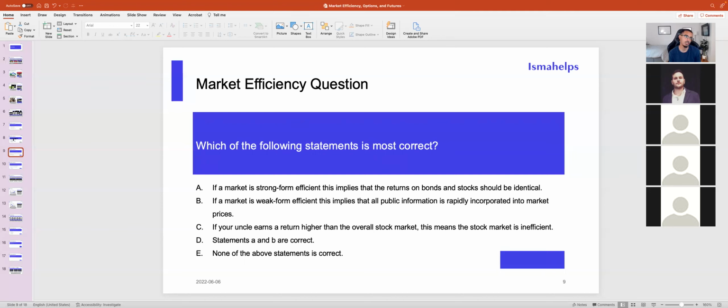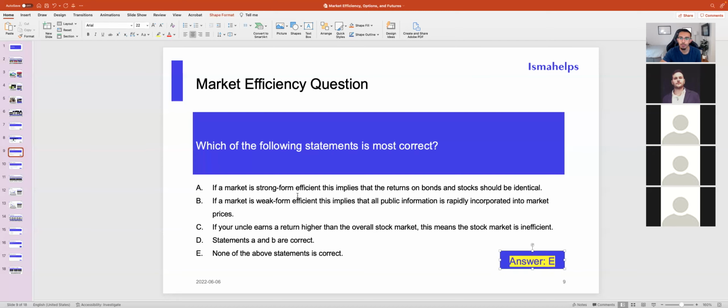This one's interesting. Bashir says E. Hamir says B. Rami says E. Yeah. The answer here is E, because all of these statements are kind of not really on brand.